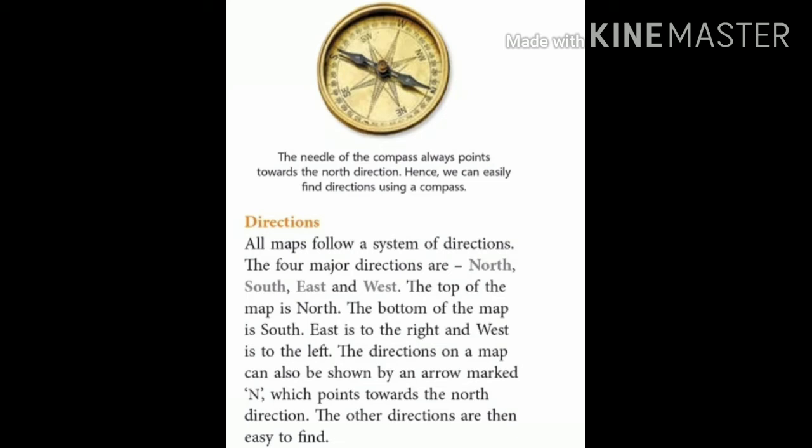Directions. All maps follow a system of directions. The four major directions are north, south, east, and west. The top of the map is north. The bottom of the map is south. East is to the right and west is to the left. The directions on a map can also be shown by an arrow marked N, which points towards the north direction. The other directions are then easy to find.